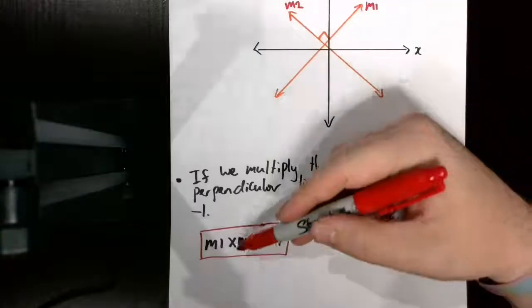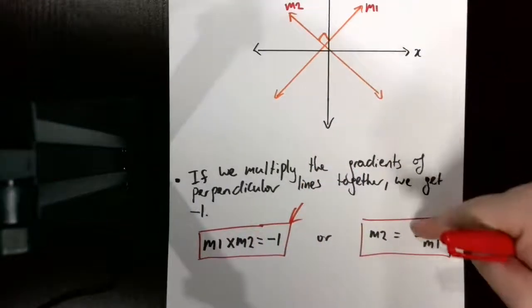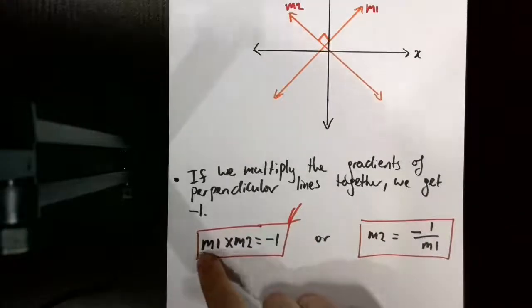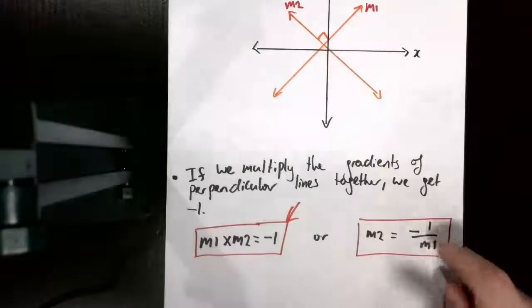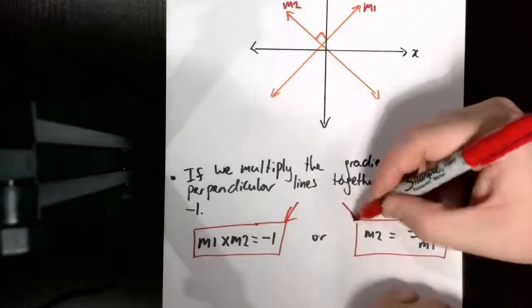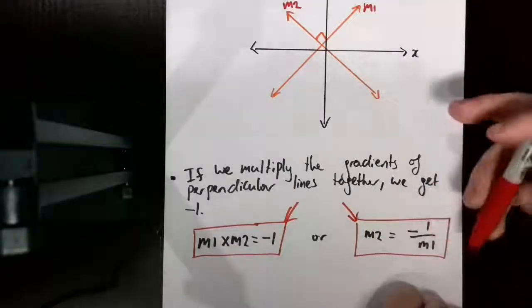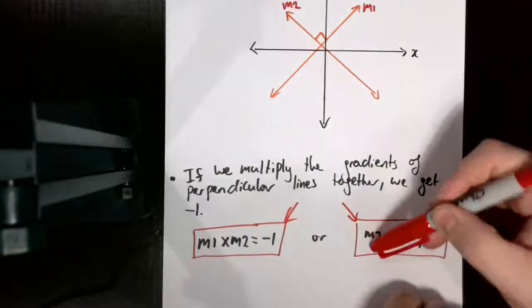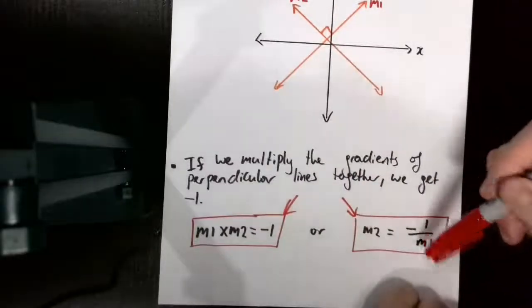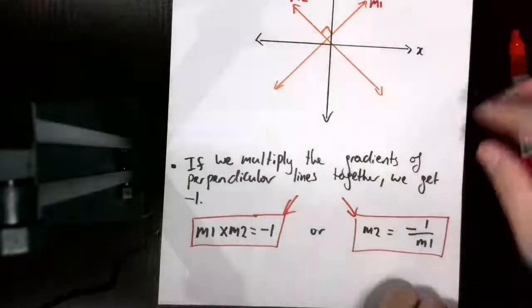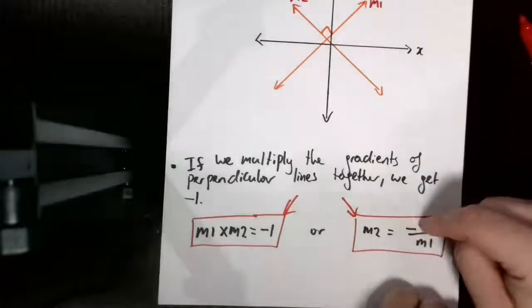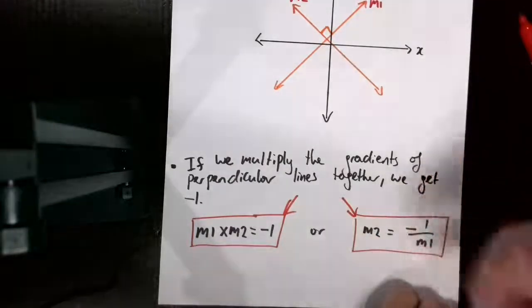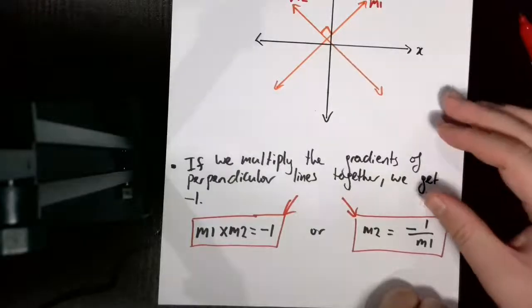We can also manipulate this statement a little bit to get this one over here. All I've done is divide both sides by M1, just to cancel it off to end up with M2 by itself and -1 over M1. We're also going to be using this statement as well. This is just saying the gradient of our second line, M2, is the negative reciprocal. When I say the negative reciprocal, I just mean we flip our original gradient upside down and multiply by a negative. You're going to see this come in quite a few times throughout today when I teach you the faster process that you can use to find perpendicular gradients.